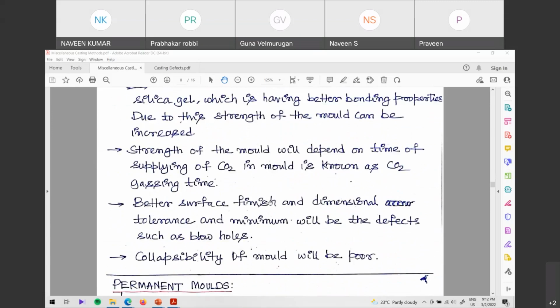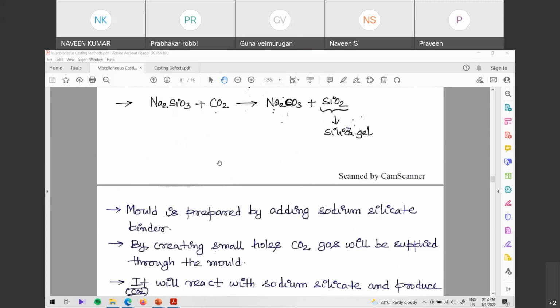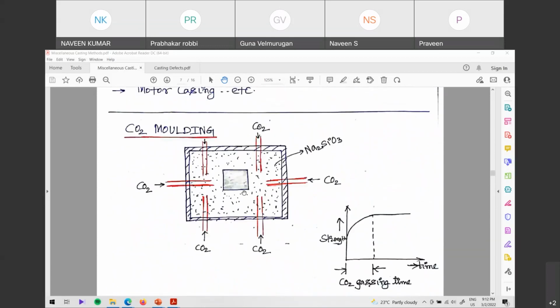Why are we doing this? Because we are getting better surface finish and dimensional tolerance. Because of that, the gas holes and all these things will not form. But the only problem is collapsibility, because the strength of the mold is very hard. To remove the metal casting out of that, it will be difficult for us because we have to break it, so we have to break it very carefully. Because collapsibility is very bad here in the case of CO2 molding.